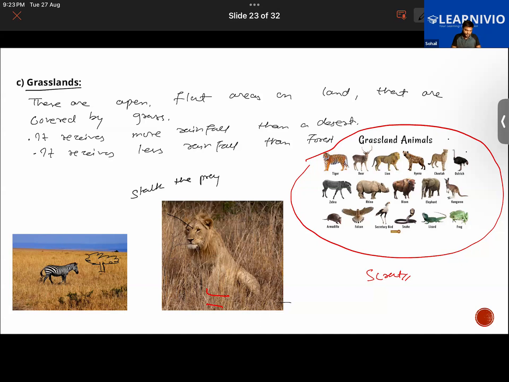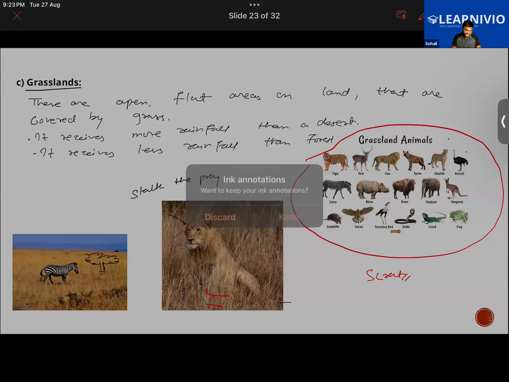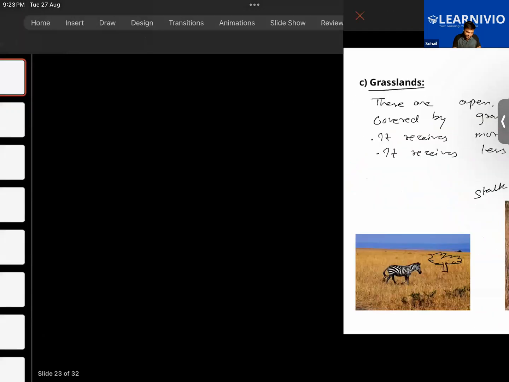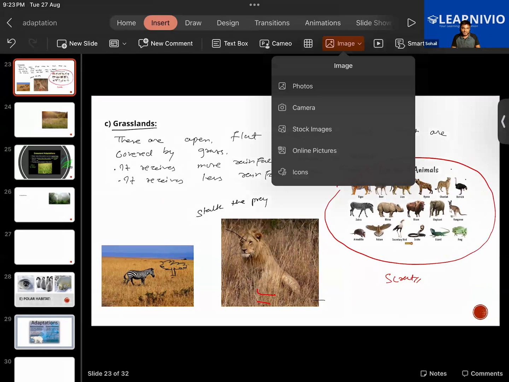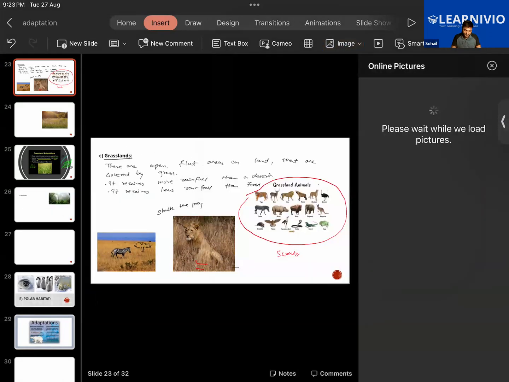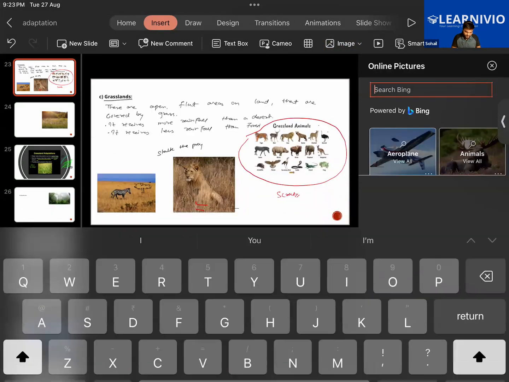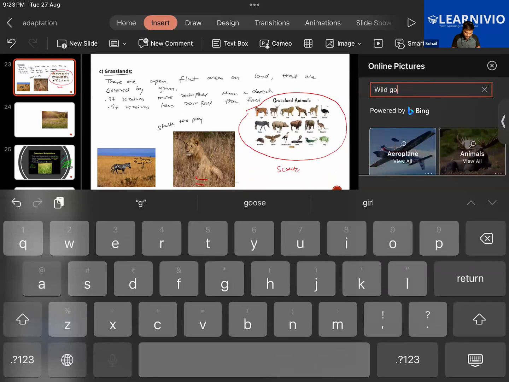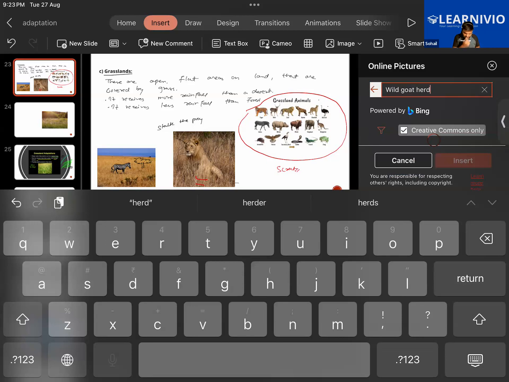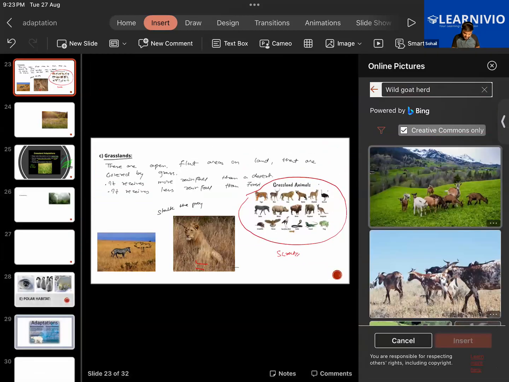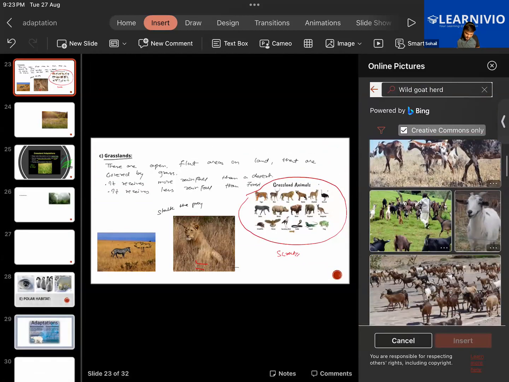Sir, even bison also like that. Bisons also, but bisons are usually found in smaller numbers. Yes, but they can also be taken as such an example. Just have a look at this one. Wild goat herd. This is how they will be found living there. This one I was actually looking for.